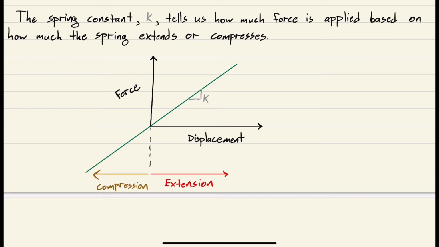If we have a larger K, if our spring constant is larger, then our line would look something like this for a linear spring. So we need less displacement to produce a high force.